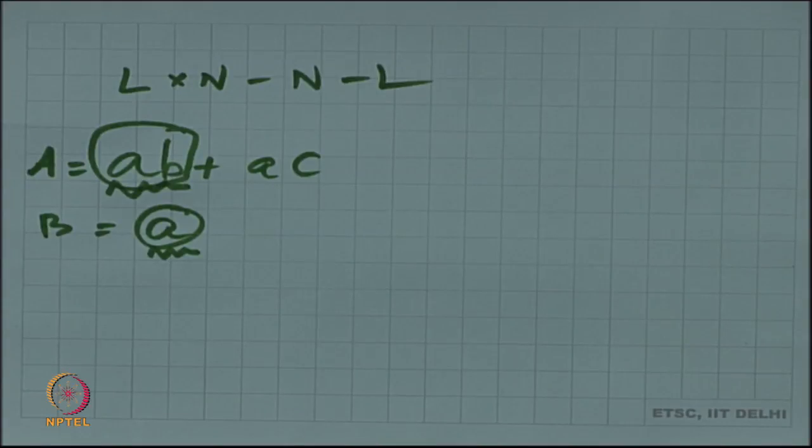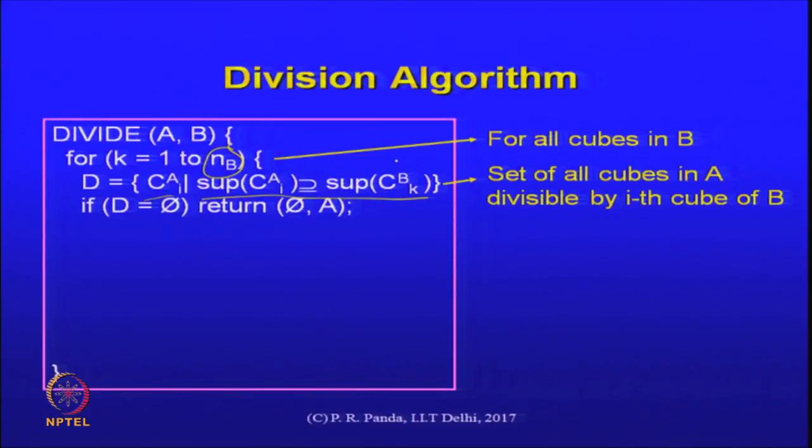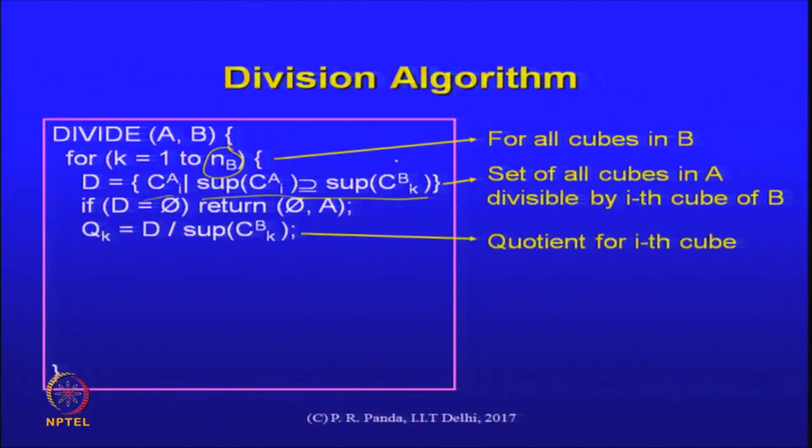Okay, if D equals null, then return null, A. What does it mean? If you can't find a cube, then null, A means it's returning the quotient and the remainder. Quotient is null and the remainder is A. So this is more like some humor in this algorithm that we can try and recognize. Otherwise, if it is not null, then we are doing this. By now you can get the joke perhaps.